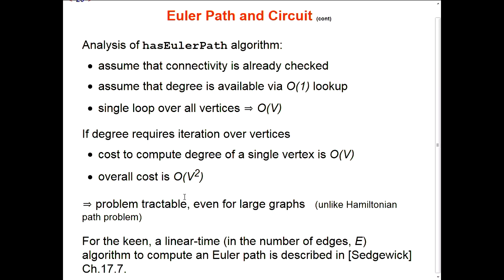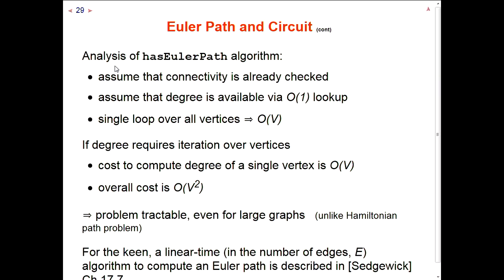Now, this just determines whether a graph has an Euler path or an Euler circuit. If you're interested in looking at an algorithm that is actually linear time in the number of edges that computes an Euler path, then I refer to that Sedgewick textbook, chapter 17.7, where he explains in detail an algorithm that does find such an Euler path. This is going beyond the contents of this course, which is why I'm only referring to it. But as I said, if you're interested, you can have a look.